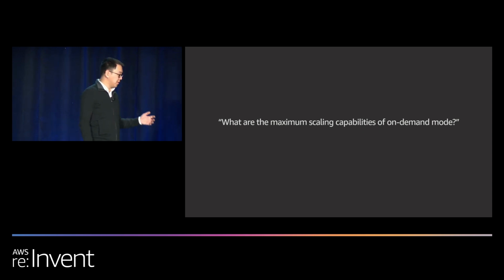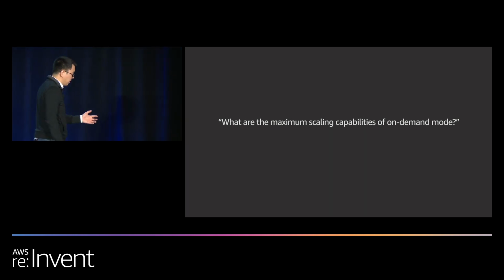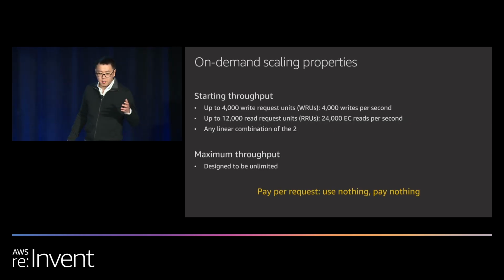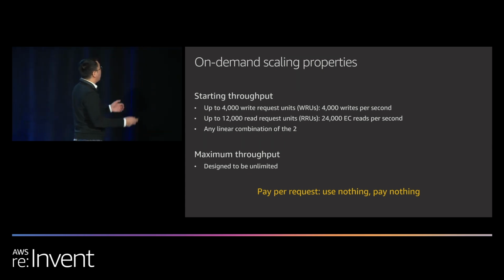A really common question is, okay, DynamoDB on-demand has some pretty cool promises about automatically serving requests with no need to provision capacity, but what are the actual maximum scaling capabilities of on-demand mode? We offer starting throughput for a brand new table that you created 10 seconds ago: up to 4,000 write request units, which is sufficient for 4,000 writes per second, and up to 12,000 read request units, which is sufficient for 12,000 strongly consistent reads, or 24,000 eventually consistent reads. Or you can get any linear combination of reads and writes based on these values.